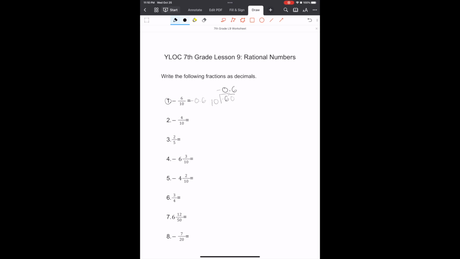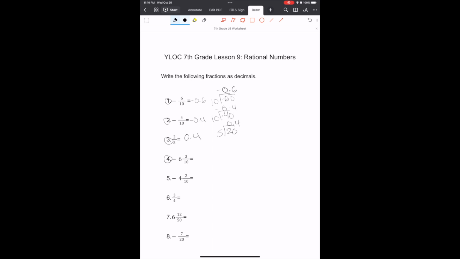Right? So, we could do number 2. What is negative 4 over 10? Well, just do the same thing. Do 4 divided by 10, 0.4. So your answer for this is negative 0.4. Number 3, 2 over 5, well, same thing. My apologies guys, 2 divided by 5, that's 0, bring down 0, 5 goes into 20 4 times. So the answer is 0.4.